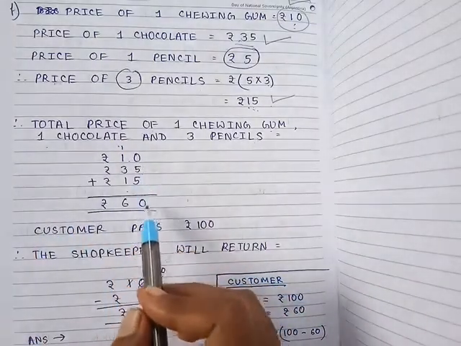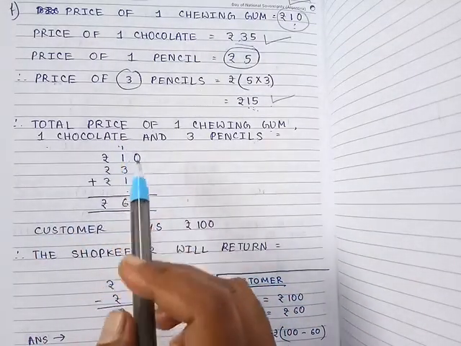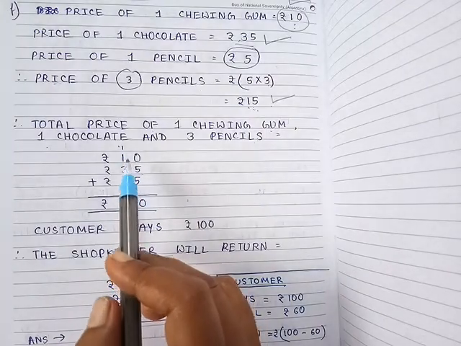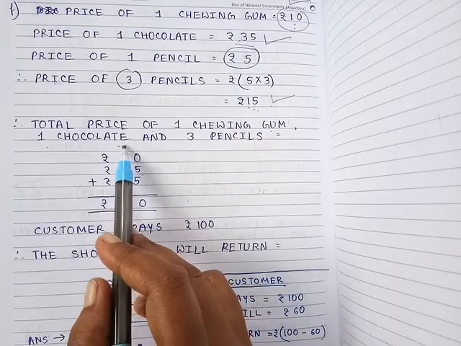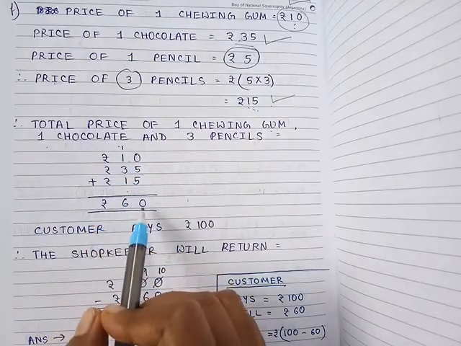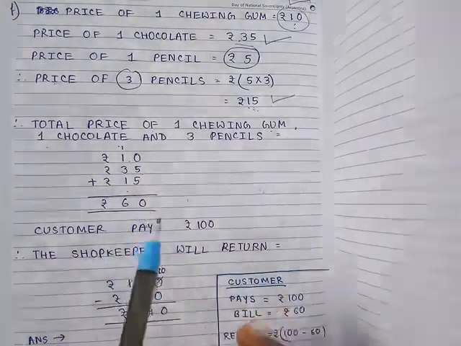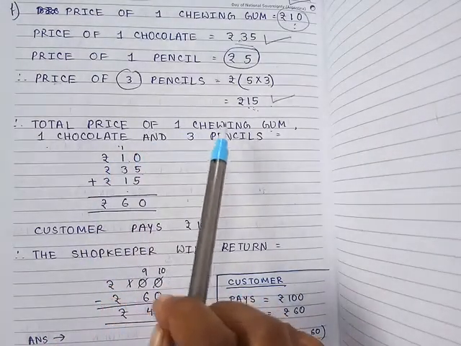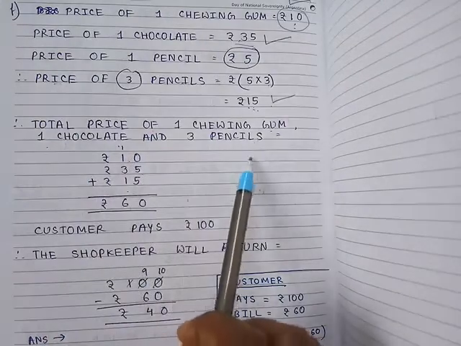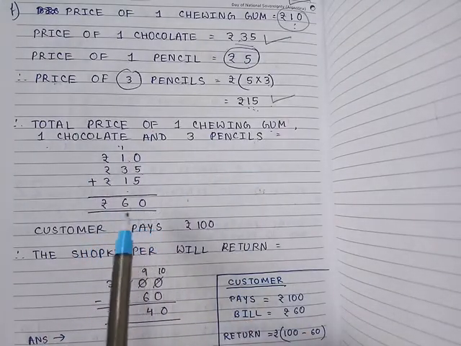5 plus 5, 10. Write down 0 here and 1 here. 1 plus 3, 4. 4 plus 1, 5. 5 plus 1, 6. Rupees 60. So, total price of one chewing gum, one chocolate and 3 pencils is rupees 60.